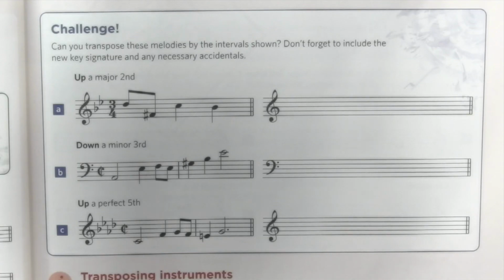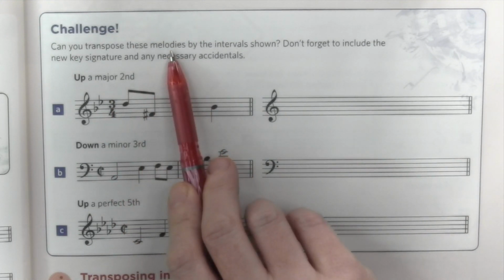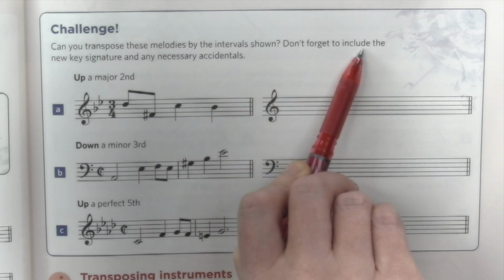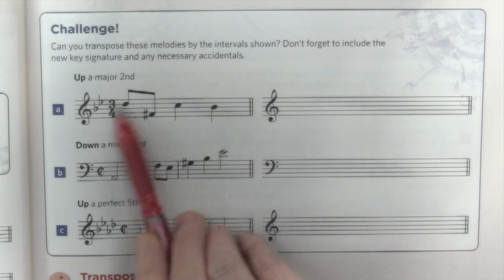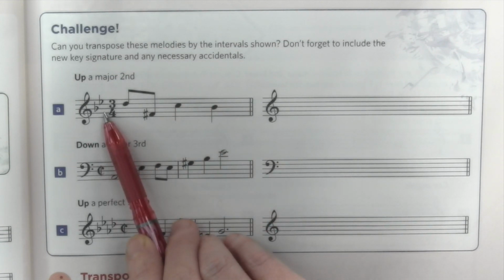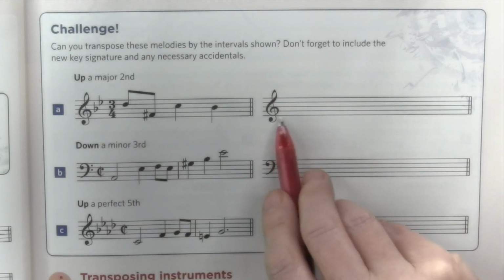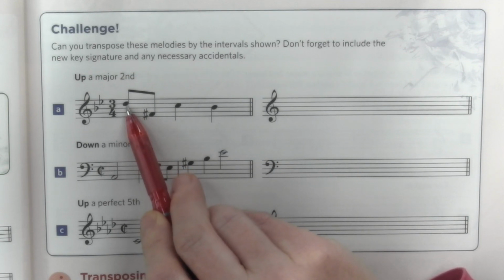Let's move on. Okay, let's do this challenge here. Can you transpose the melodies by the intervals shown? Don't forget to include the new key signature and add necessary accidentals. All right, then, we want upper major second, B flat major, upper major second becomes C major. So no sharps, no flats. Now, let's visualize this and then let's make it right.